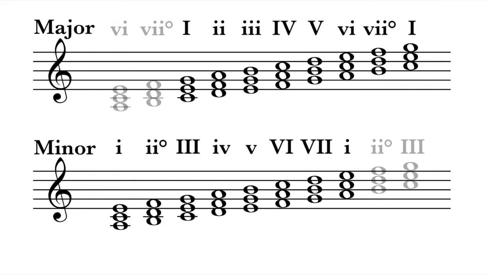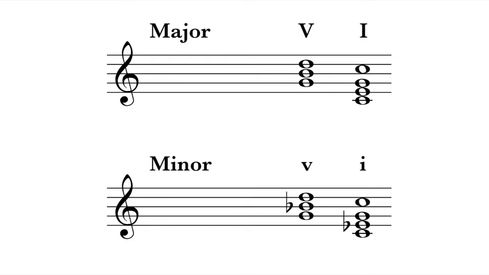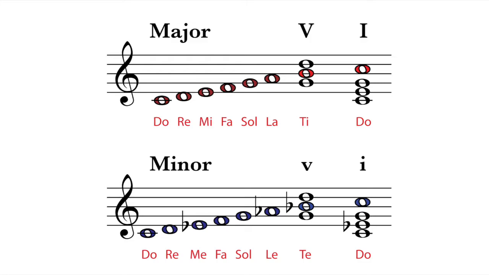Let's review briefly. In major, playing the dominant 5 chord followed by the tonic 1 chord creates a sense of arrival. The tonic chord feels at rest compared to the dominant chord, which felt unfinished. In minor, the sense of arrival is significantly weakened. The reason for this is that it lacks the note Ti, which always feels like it wants to move upward to Do. Te simply doesn't have the same energy.